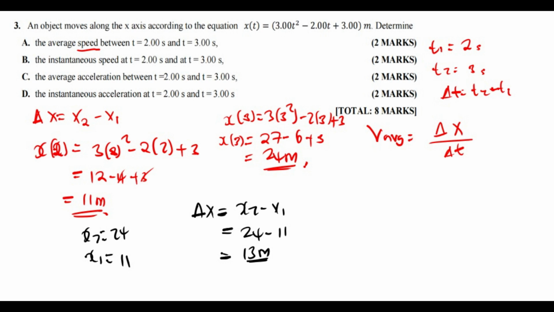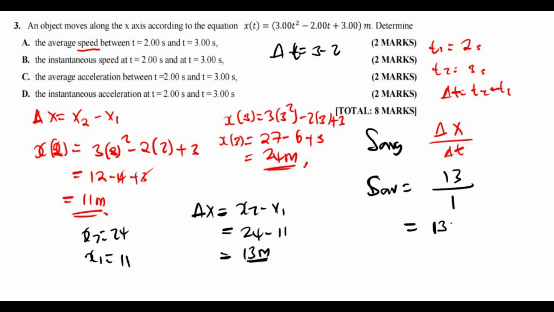So I'm going to say the average. Now it's the average, sorry. So this formula, I'm not supposed to say the average velocity. It's the average speed. So it's going to be 13 divided by the change in t, which, like we said, is 3 minus 2, which is 1. So I'll end up having 13 meters per second as my average speed.